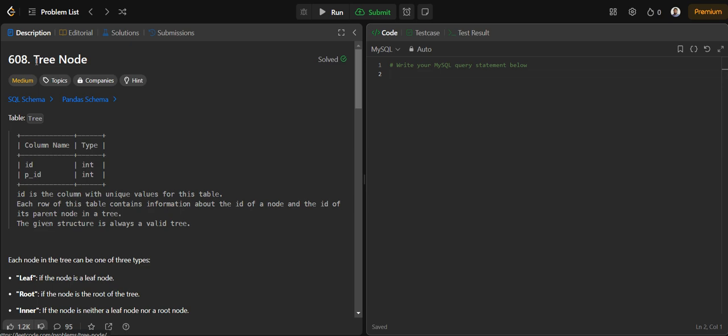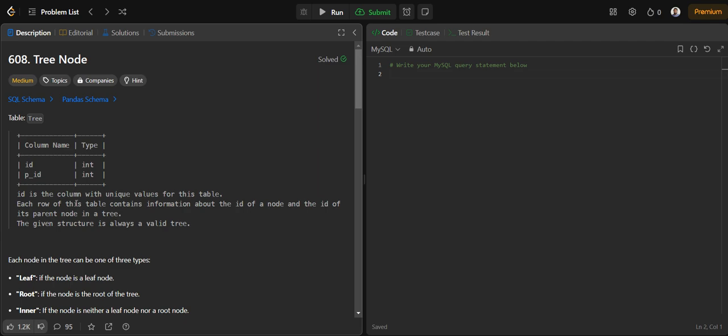Today we are going to solve the problem called tree node. It is a medium level problem and this problem refers to a single table called tree. It has two columns, ID and PID, and the information in the table is about a particular data structure called tree that we have learned in our computer science course.